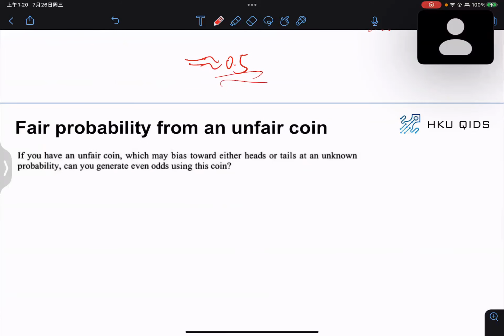And now let's continue to the next one. It's about fair probability from an unfair coin. So if I have an unfair coin which may be biased towards either heads or tails at an unknown probability, can you generate even odds with this coin? For this question, we need to think back to the techniques I told you last time, right? We need to use the symmetry principle.